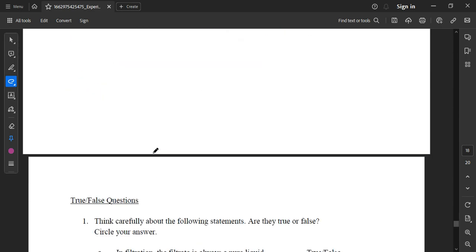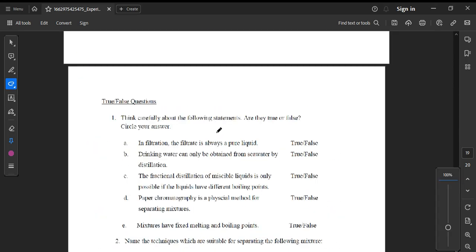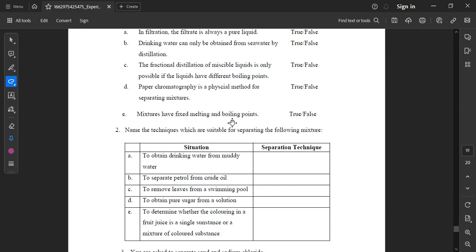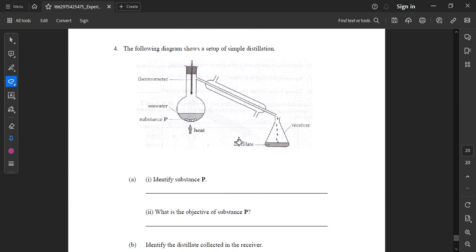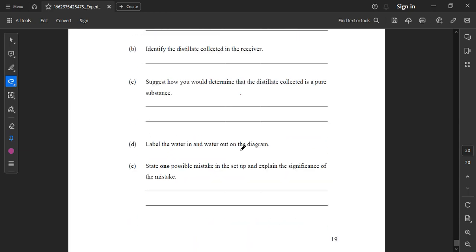Okay, that should be it. These are some questions. I'll let you all try them, and let me know the answers in the comments below. I'll mark your answers if they are correct or wrong.